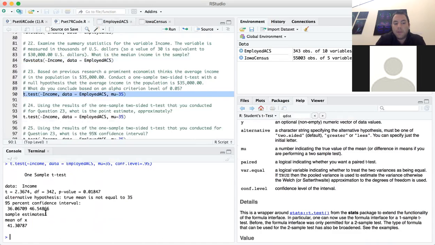So it actually built out a 95% confidence interval for us as well, showing that the lower bound is 36,000 and the upper bound is 46,500. And since 35,000 is not contained by that interval, we reject the null hypothesis and conclude with the alternate. But we can see here, if we actually use a 90% confidence interval, we can see how that changes our results here.